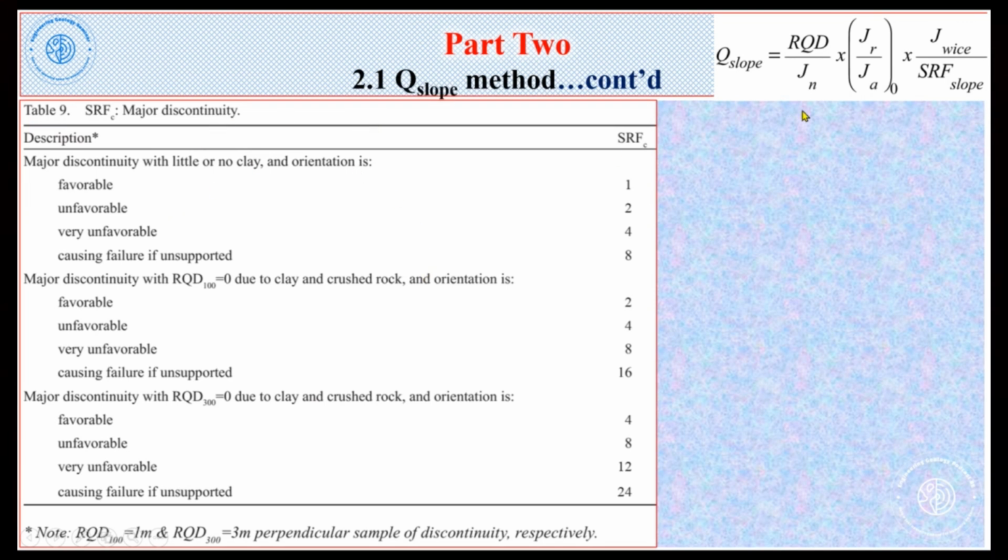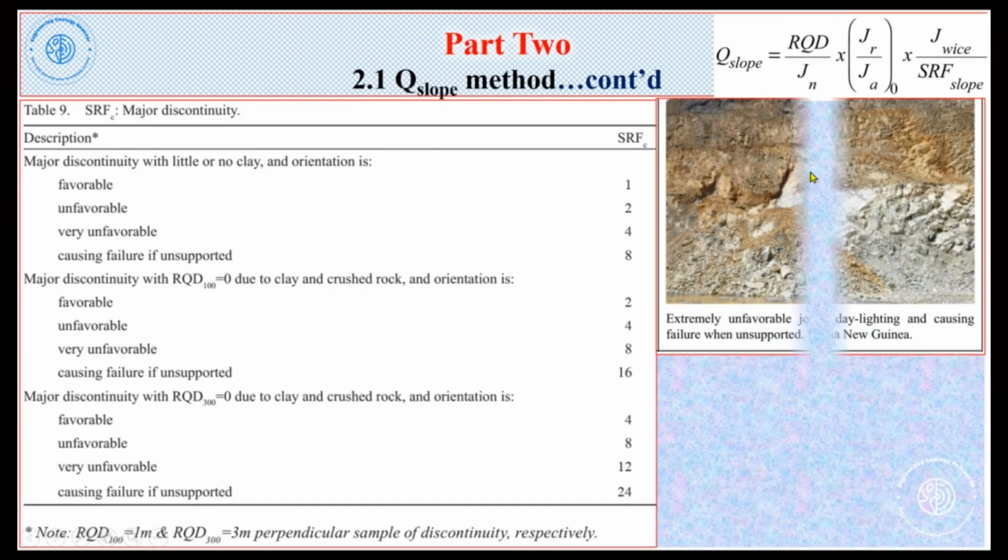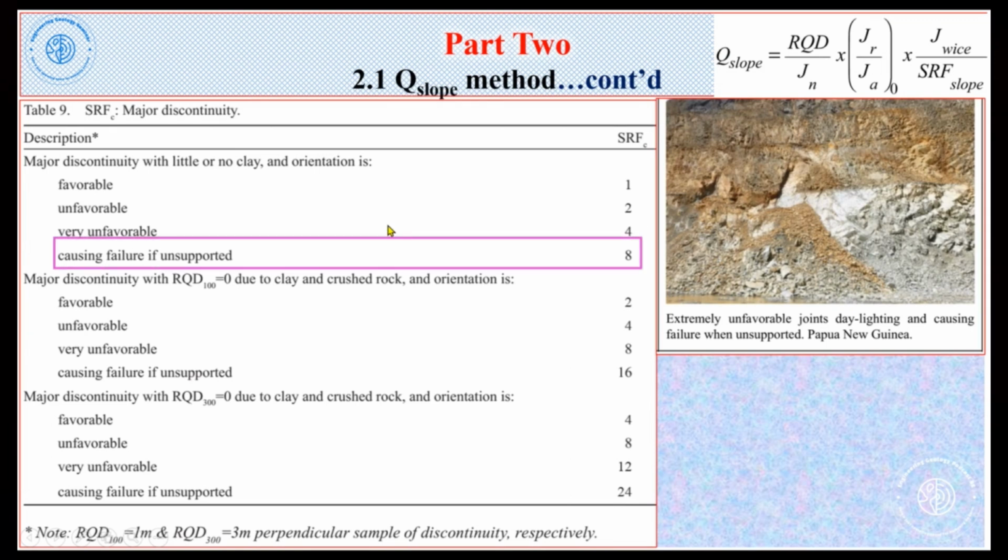So stress reduction factor C considers major discontinuity, and these are the descriptions of the discontinuities. The major discontinuities in our case are set A, and we can understand from this that set A joints are causing failures if unmanaged, because there are supporters, so these are failures. So we correlate this slope with this description, and the corresponding rating is 8.